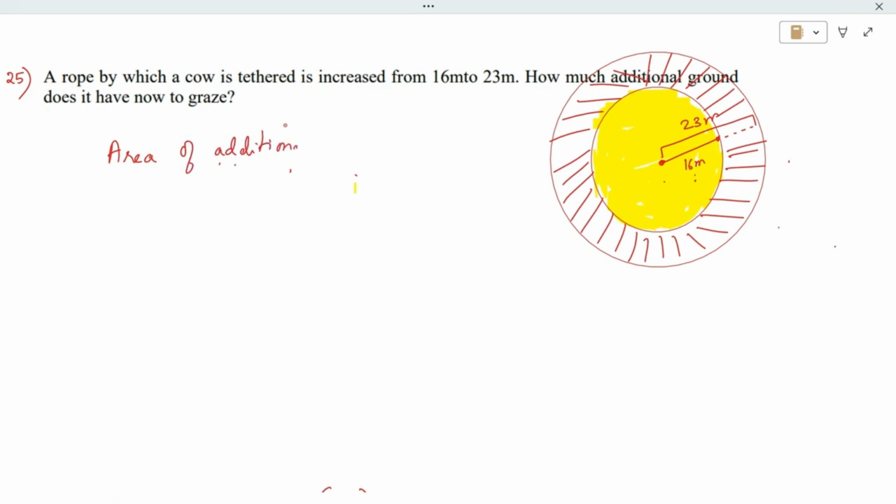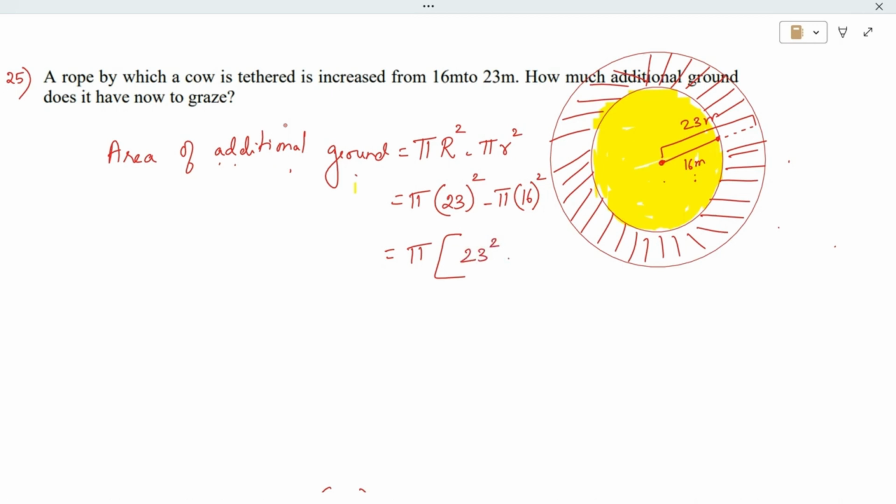So I know it is a circle shape, isn't it? So the area of a circle is pi r square, and the bigger radius is capital R, and the smaller radius is small r. So capital R is 23 meter, the radius of the outer circle, square, minus pi, and small r is 16 meter, that is 16 square. Now take pi commonly outside, so you know it is 23 square minus 16 square. Either you can just square 23, or you can use the a square minus b square identity. I'm going to use that.